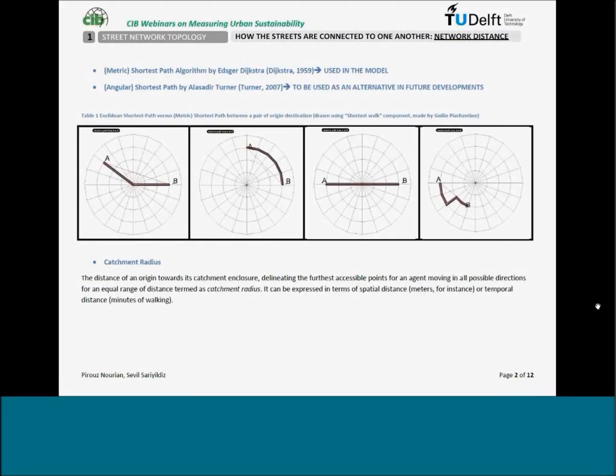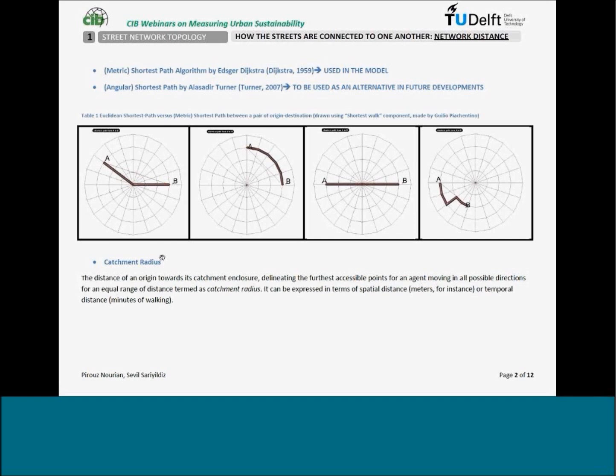Okay, first of all, we need to have a solid basis for measuring the distance on the network. We have chosen the shortest path algorithm by Edgar Dijkstra, the Dutch scientist, as such basis. The shortest path is the shortest or the best path that one could take through a network from an origin to a destination. The best path available, of course, and like it is shown in these pictures, as you can see, it is different if you choose different pairs of origin and destination.